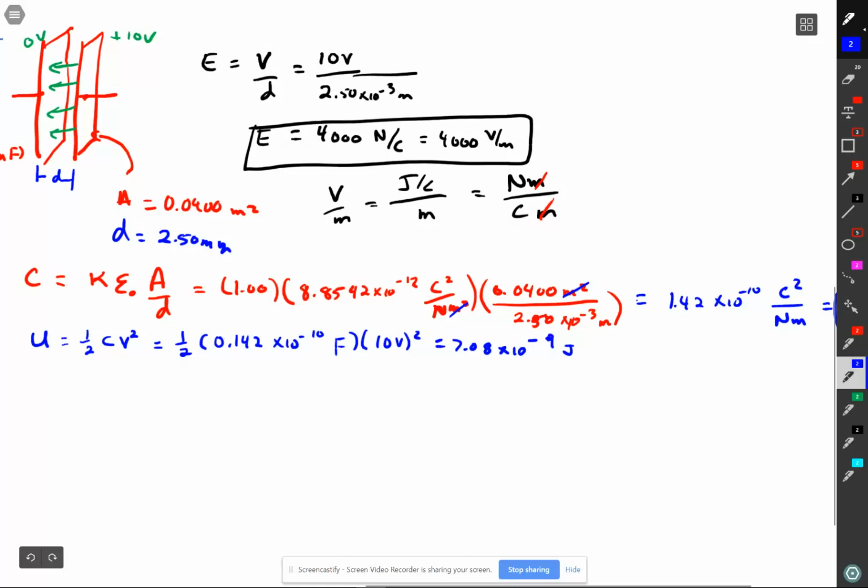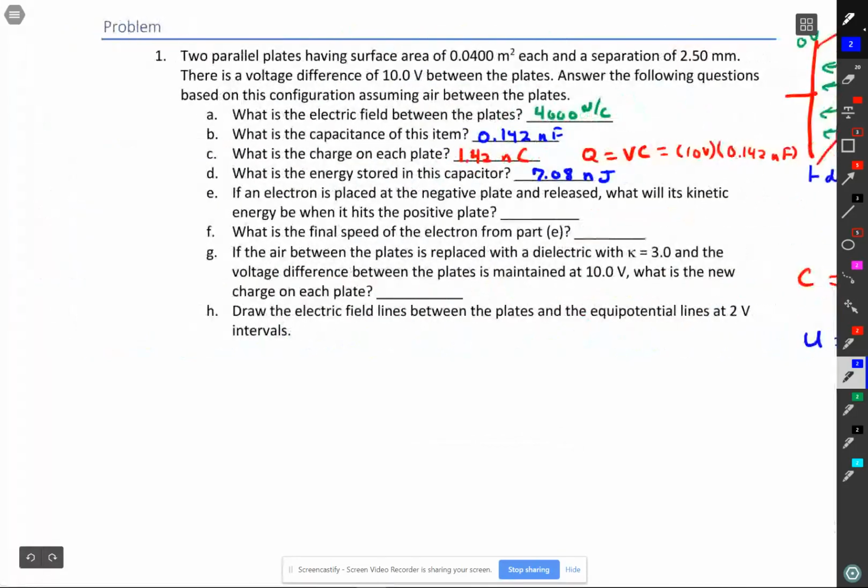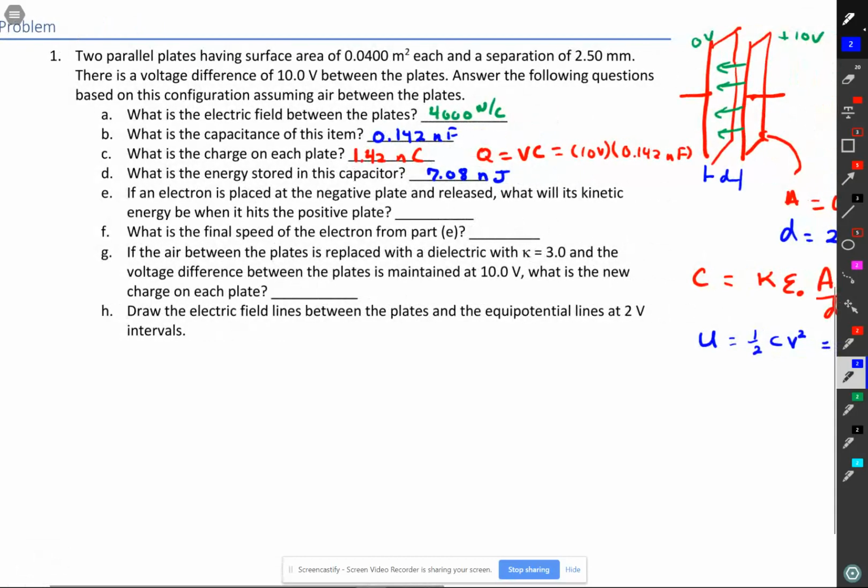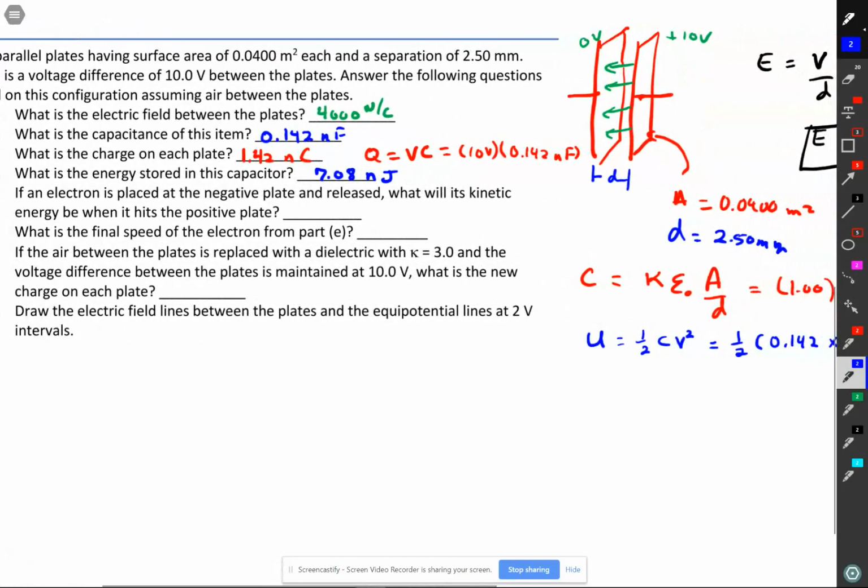That's a 9. Okay, if an electron is placed at the negative plate, so in this case, I didn't put any negative plate. You're like, well, what do? The more negative plate, so the one with 0 volts in this case, what will its kinetic energy be when it hits the positive plate? So I'm going to have an electron. So let's just put an electron in there.